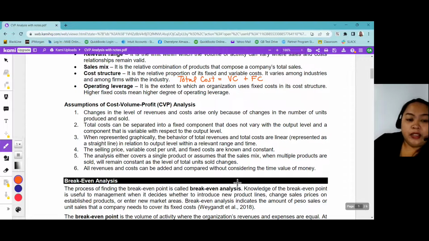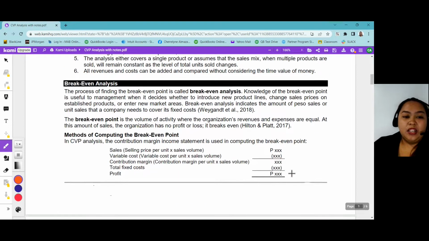Okay? And then, now let's proceed to the break-even analysis. Sa break-even analysis, dito natin tinitignan kung ano ba yung minimum na sales or volume na pwede nating ma-reach before earning a profit. Okay? Break-even point is the volume of activity wherein na-cover na natin yung expenses, which is your variable cost and your fixed cost. Okay? There are methods of computing the break-even point.